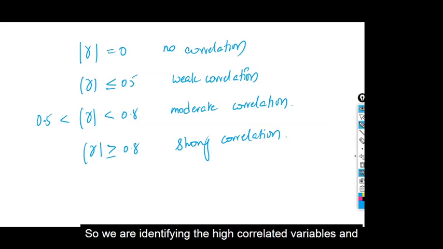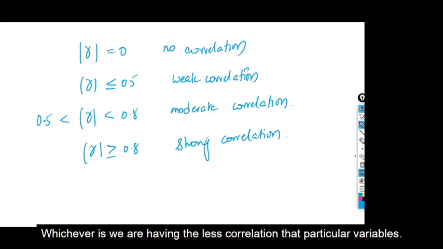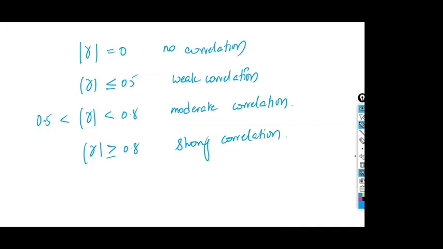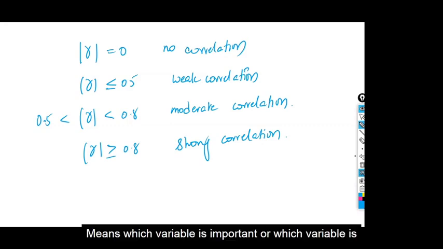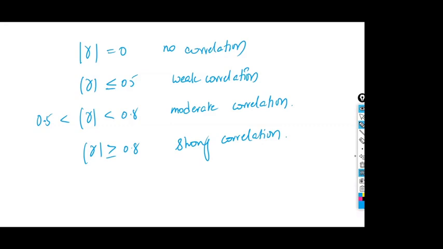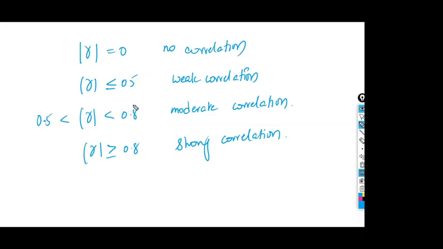So we are identifying the highly correlated variables, and based on that we are able to predict the data scientist salary. Whichever variables have less correlation, we are going to delete in the further class. This correlation is going to be useful as one of the feature selection methods, meaning which variable is important or not important for predicting the output. In that case, we are going to use this correlation concept. Right?